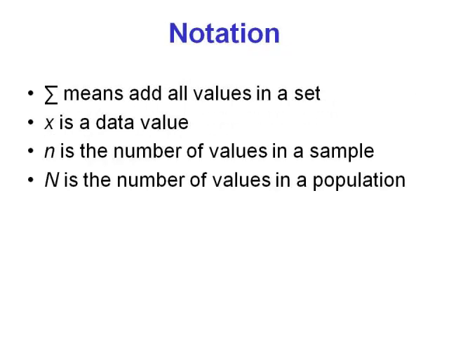The formulas that we talk about in this chapter use some different notation, so here's a slide with some of the notation that you need to be familiar with. First is the sigma symbol. A capital sigma before something says to add all of those values together. An X will just be some piece of data from your data list. And then N stands for how many are in a group. So a lowercase n is talking about a sample, and a capital N is talking about the whole population.